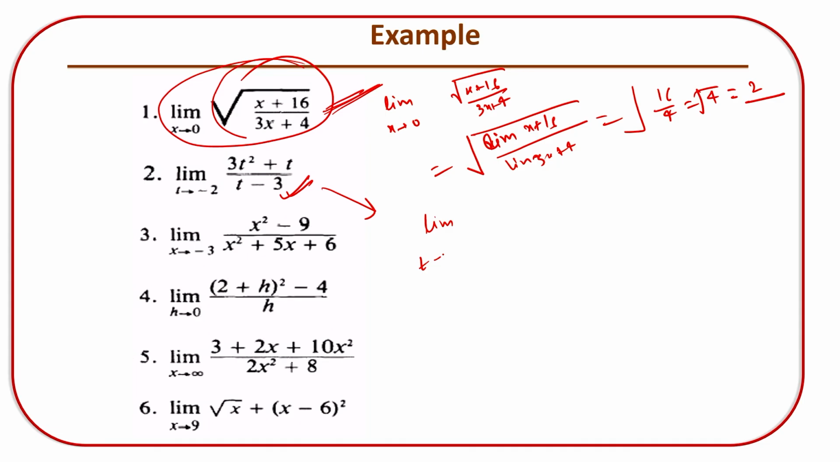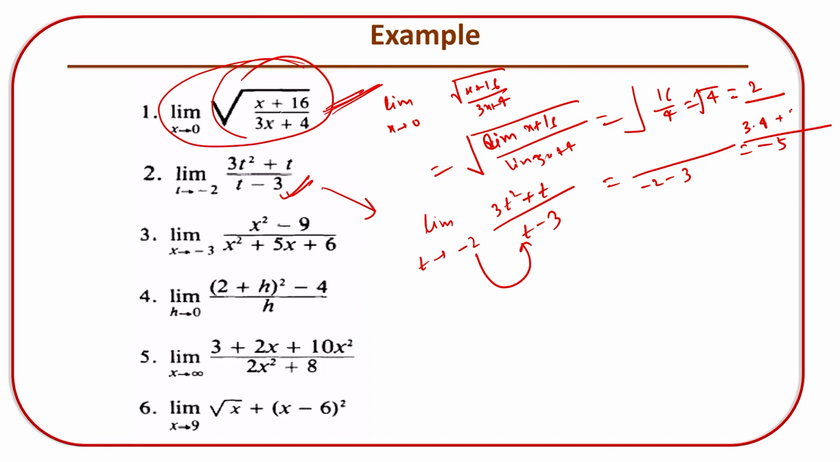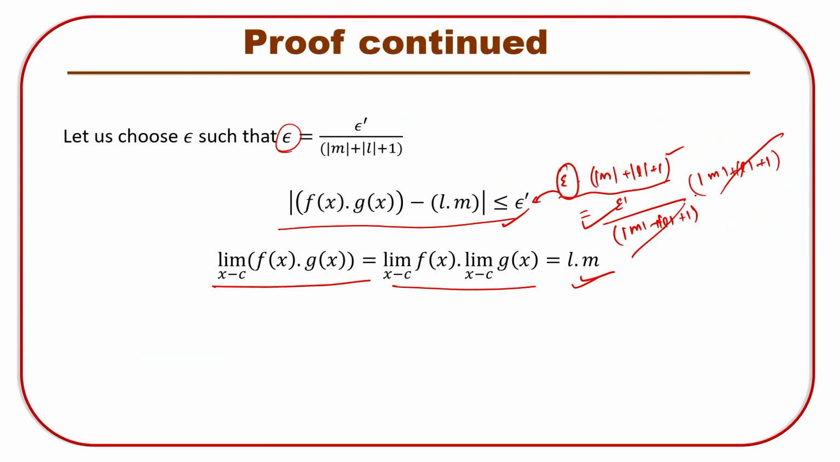So limit t tends to minus 2 of (3t square plus t) divided by (t minus 3). Put this value directly. It gives you minus 2 minus 3, equal to minus 5 in the denominator, which is valid, not 0, that means it's okay. And the numerator becomes 3 into 4 plus minus 2. So this will become 12 minus 2, equal to 10, divided by minus 5, equal to minus 2. That will be your answer. Similarly, you can find all those limits; they are quite easy to do. So these are, I think, enough for you to do.